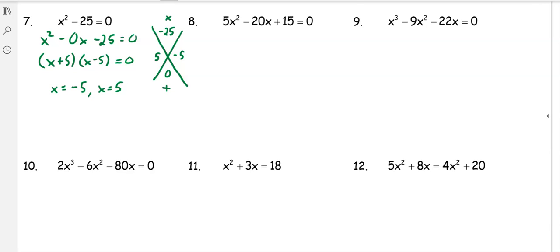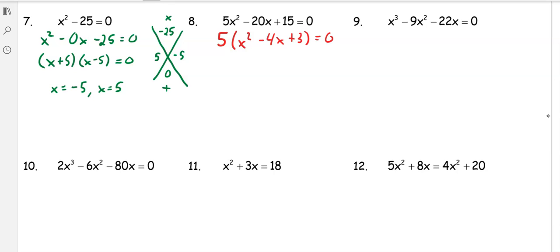Now, in number 8, we're not so lucky. It's not starting with x squared, it's starting with 5x squared. So we need to factor out a GCF. So if I look at all three terms, what's the number they're all divisible by, which is 5. So that's going to be my GCF. So I'm going to put that out front, and I'm going to divide everything by 5. So we have x squared minus 4x plus 3 is equal to 0.